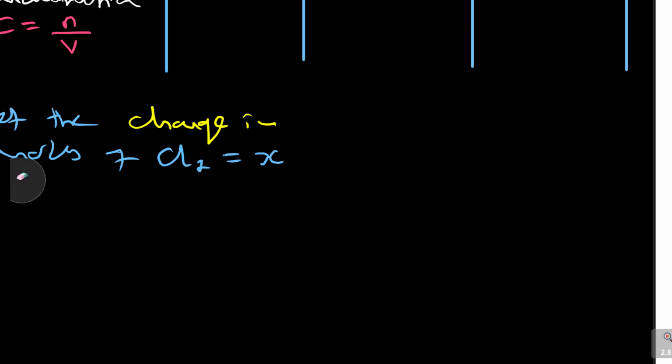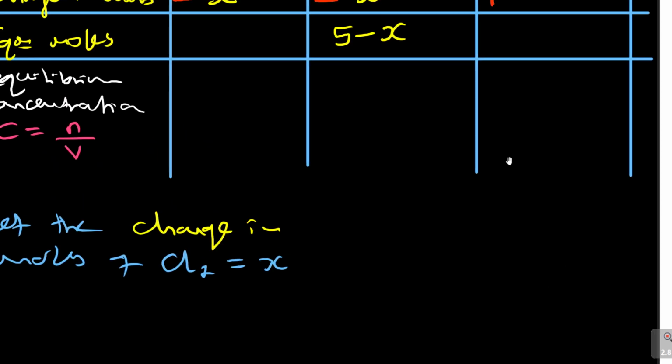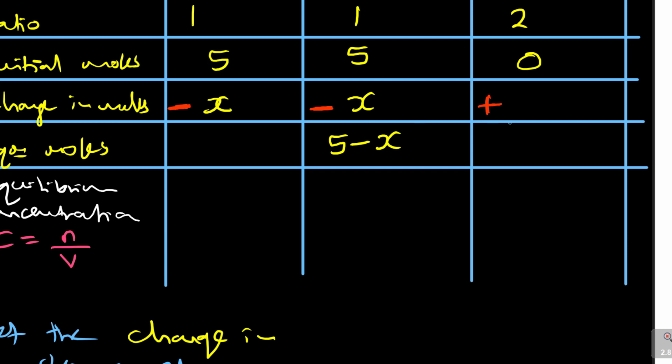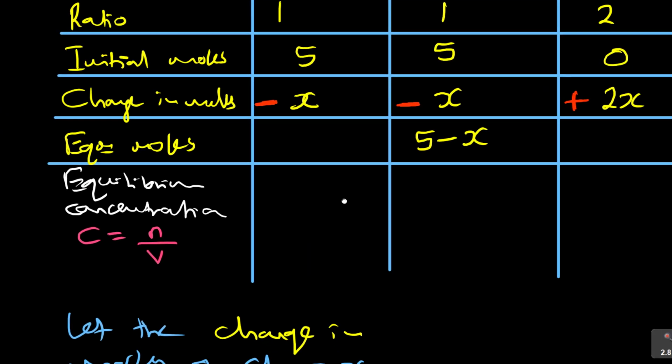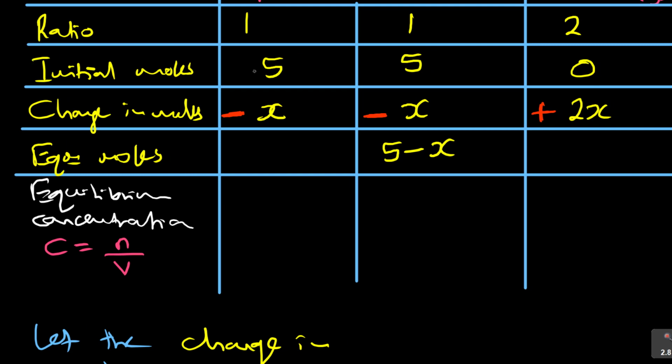So here, I just didn't want to write that. So you write here as 2x. Are you following? Then that's it. After that, change in moles, 5 minus x here. And then here, you have 0 plus 2x, which is 2x.